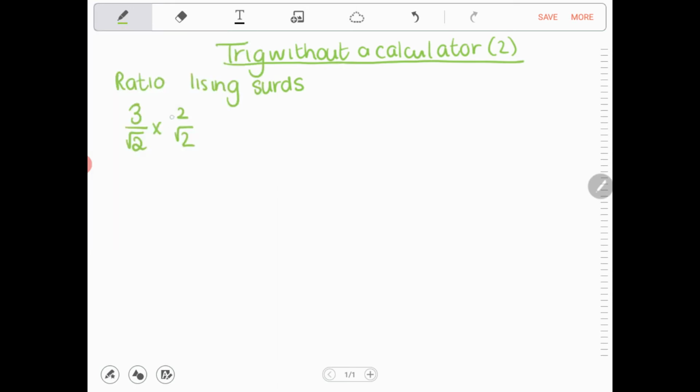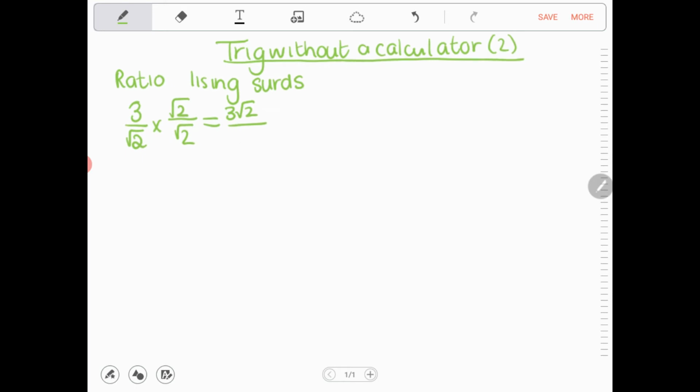Okay, so if I times this by root 2 over root 2, we multiply top with top and bottom with bottom. Square root 2 times square root 2 gives me the square root of 4, or you could say, oh, well, I know that the square root of 4 is 2. So now this is exactly the same as that. It's an equivalent fraction. It just does not have a surd in the denominator.